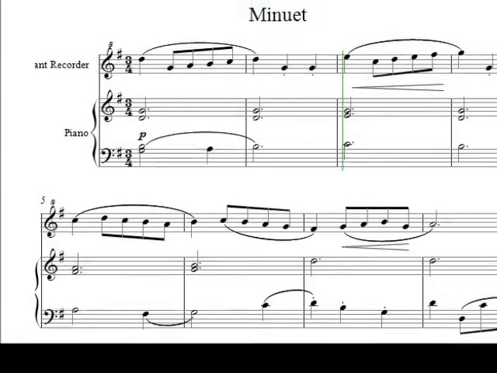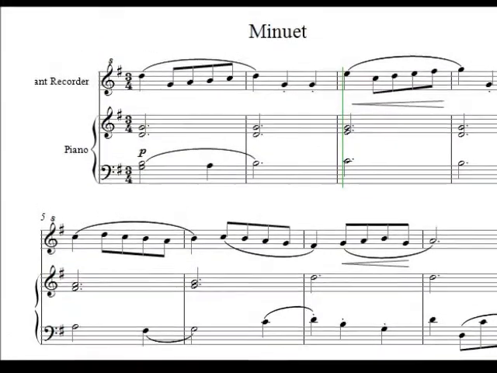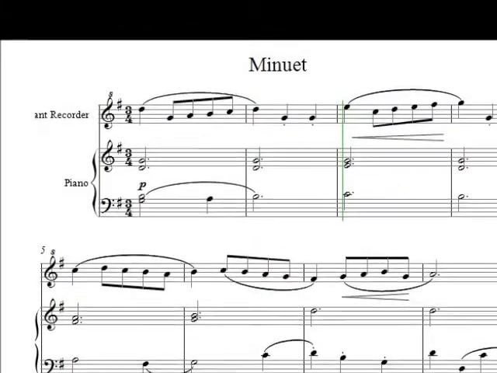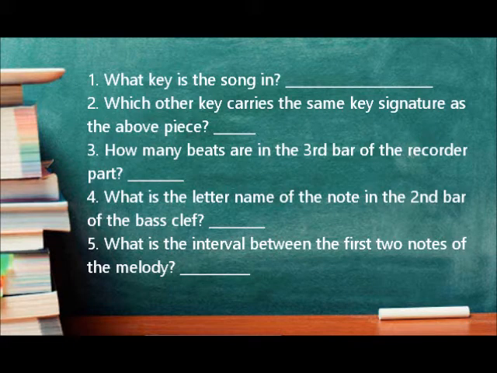In this second example, students are given sheet music and are required to answer questions about the music. For example, what key is the song in? Which other key carries the same key signature as the above piece? How many beats are in the 3rd bar of the recorder part? What is the letter name of the note in the 2nd bar of the bass clef? What is the interval between the first 2 notes of the melody?